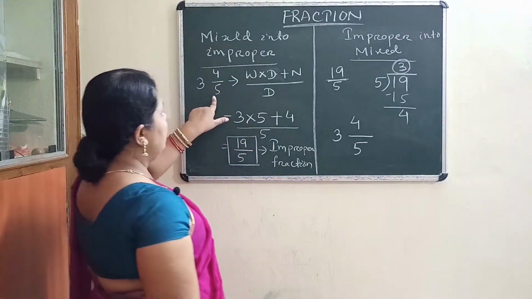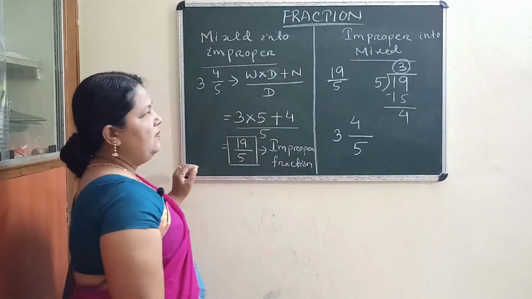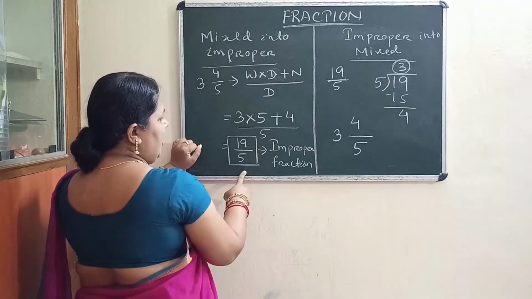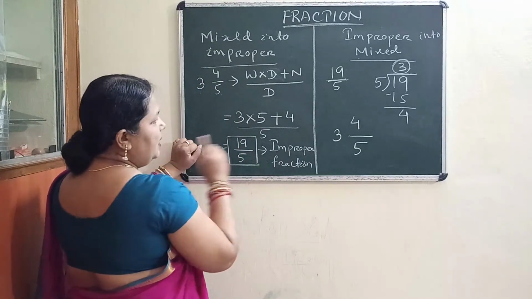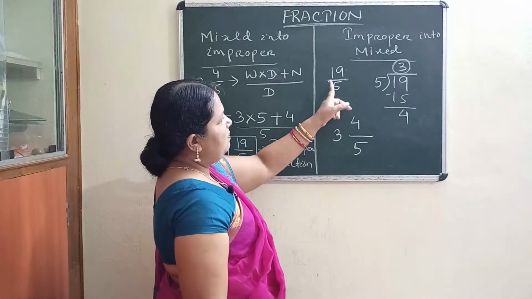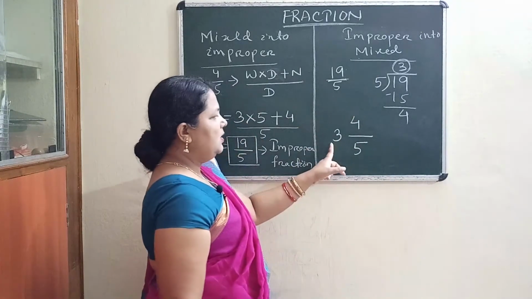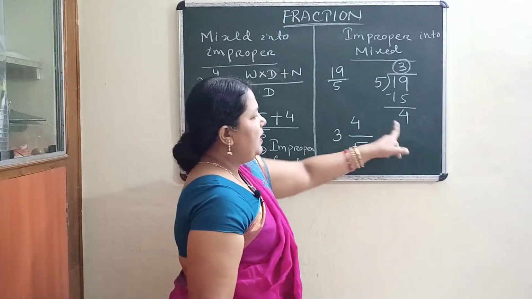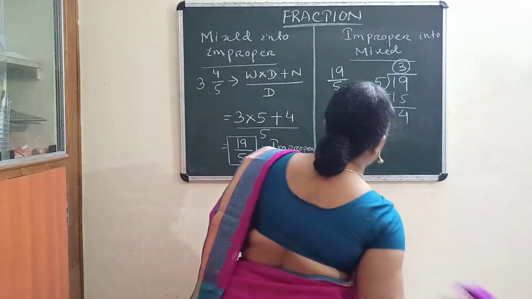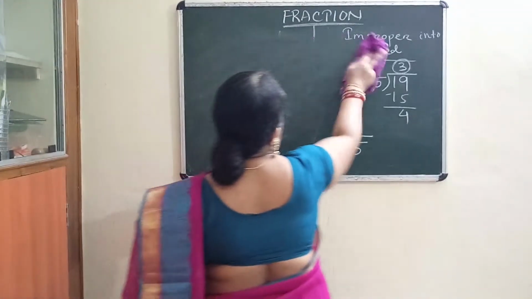Children, our question was here 3 whole 4 by 5. Got it? In both the cases we got the same value. 3 whole 4 by 5 we converted into 19 by 5. This is conversion from mixed to improper, and the same number we have again converted into the mixed fraction. This is your improper converted into mixed fraction. You have to divide it. The quotient will be the whole part, the remainder will be numerator and divisor will be denominator. Okay. So children, this is your conversion from mixed to improper and improper to mixed.